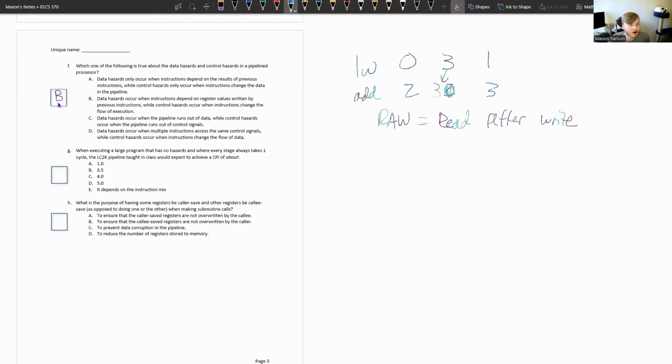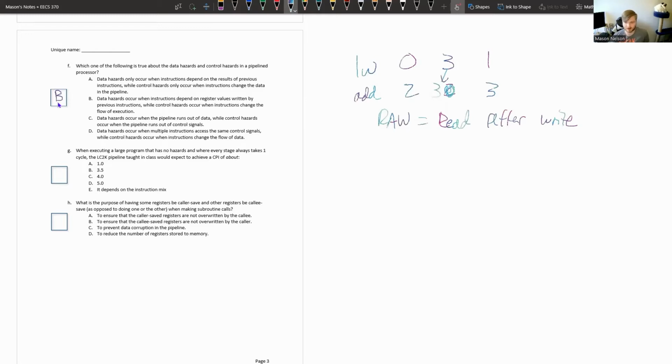So I think the data hazards part of A is correct. Data hazards occur when instructions depend on the results of previous instructions. But its description of control hazards is not correct. Control hazards have nothing to do with data. That's also why D is wrong. And C is just kind of a non sequitur. Data hazards occur when the pipeline runs out of data? The pipeline doesn't really run out of data. There are always registers and memory that you can pull from. And control hazards don't really have much to do with control signals.